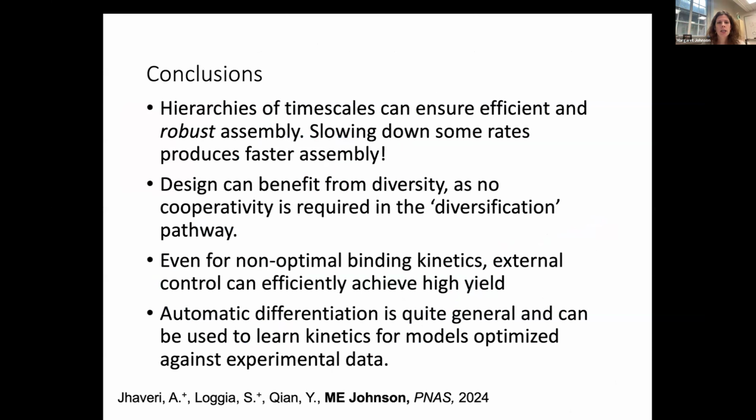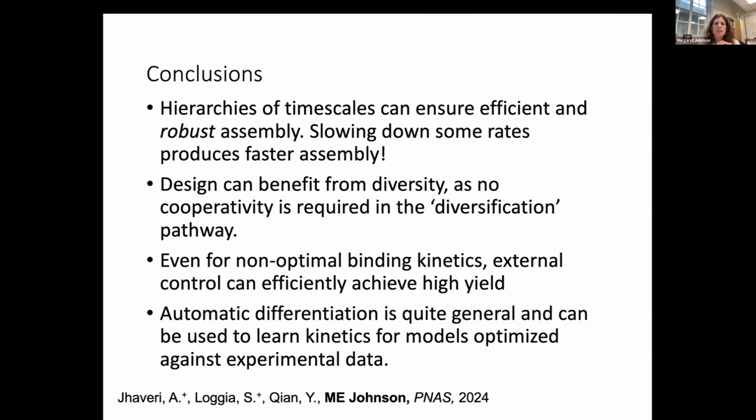Okay, so to conclude, the hierarchies of these timescales can make sure that your assembly is not only efficient, but also very robust to perturbations of the interaction strength or concentration. And so somewhat counterintuitively, if you want to get fast assembly, you actually have to slow down some of the binding interactions, because if they're all fast, you will get kinetically trapped.